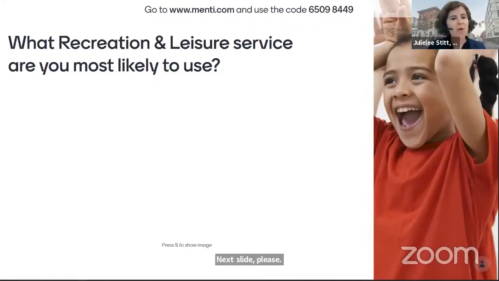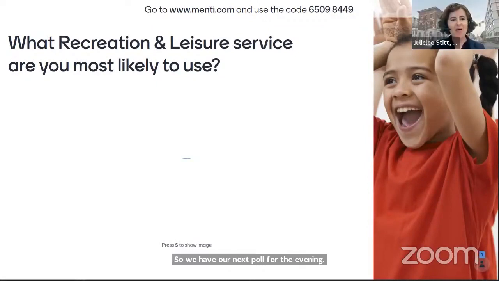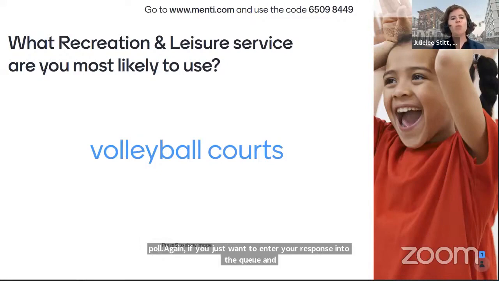Perfect. So we have our next poll for the evening, and I realize what happened. The code I had on the screen earlier was from last week. And so if you visit menti.com, www.menti.com, and enter code 6509-8449, then you will be able to complete this quick poll. And again, if you just want to enter your response into the Q&A tool, I'm going to accept that too. So the question that we're asking this evening is, what recreation and leisure service are you most likely to use?